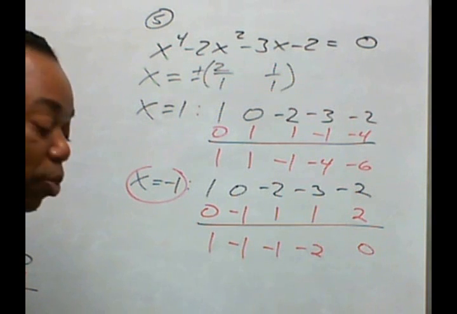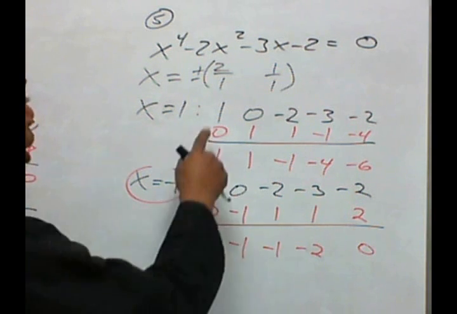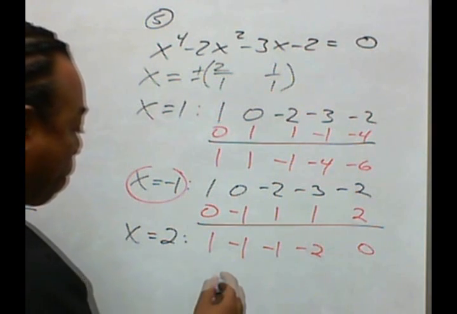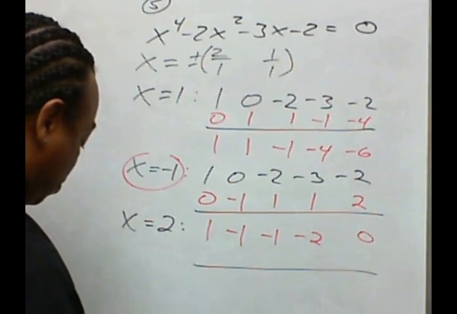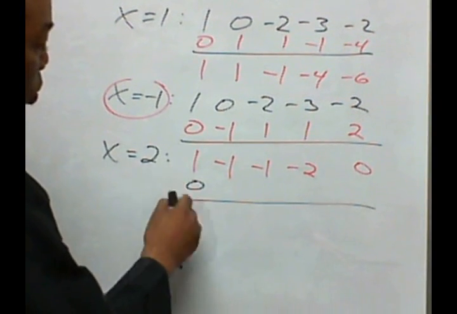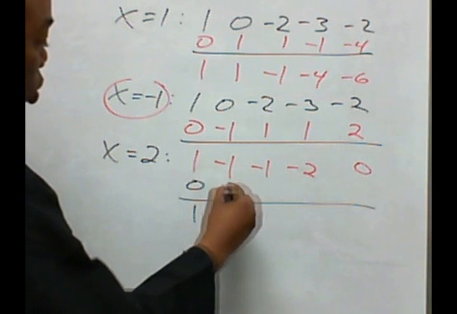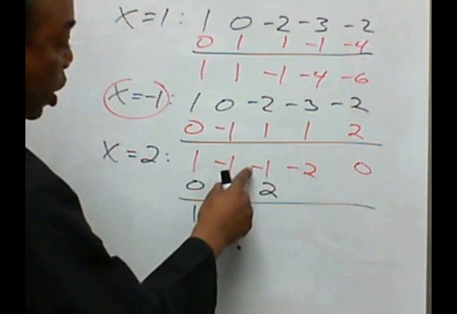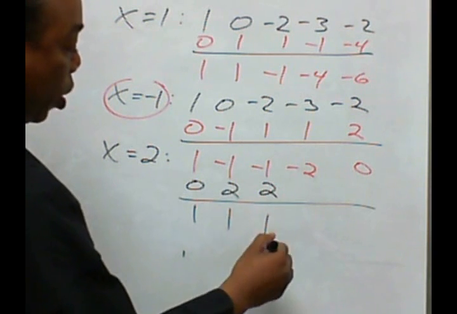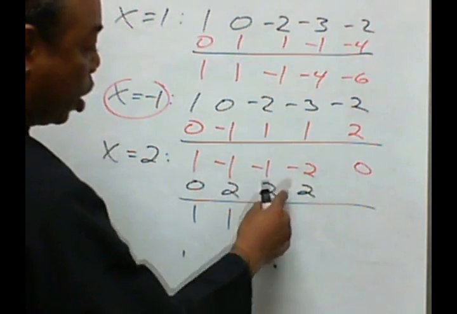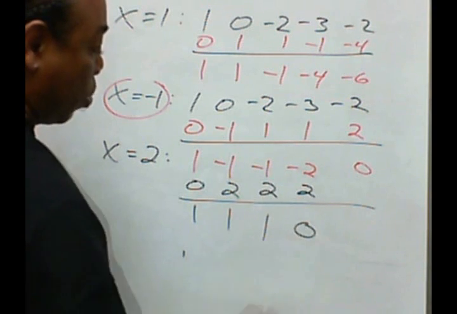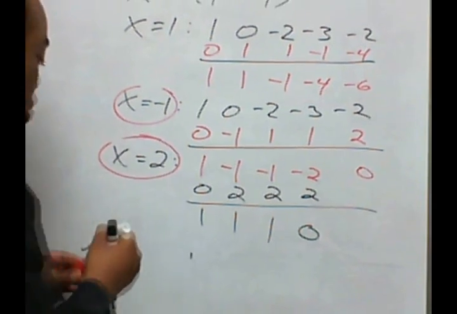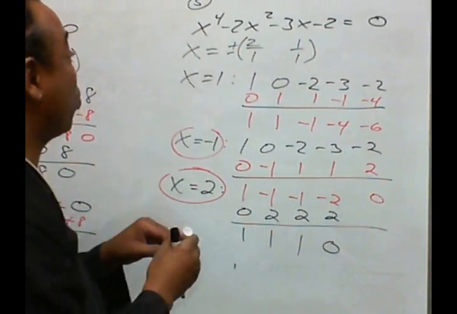Good. Okay, let's see if we can find another solution. Let's try 2 next. x is 2. 0 and 1 make 1. 1 times 2 is 2. Negative 1 and 2 is 1. 1 times 2 is 2. Negative 1 and 2 make 1. 1 times 2 is 2. Negative 2 and a positive 2 is 0. So since we got 0 as a remainder, this is also a solution. So now we're up to 2 solutions out of the 4 that we're looking for.